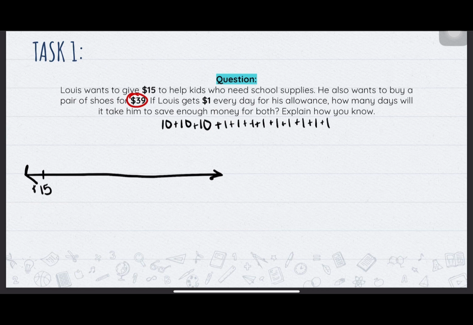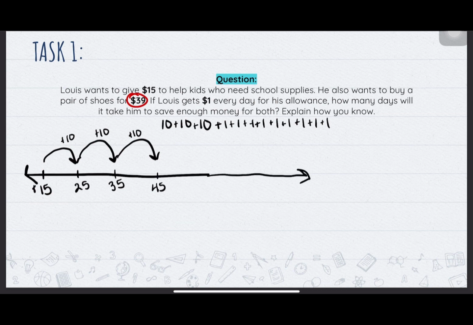So that would look like 10, which is 25, plus another 10, which is 35, another 10, which is 45. So now we're at 30, and then we would need 9 more. So I'm going to make this line a little longer. And so we would add our ones.